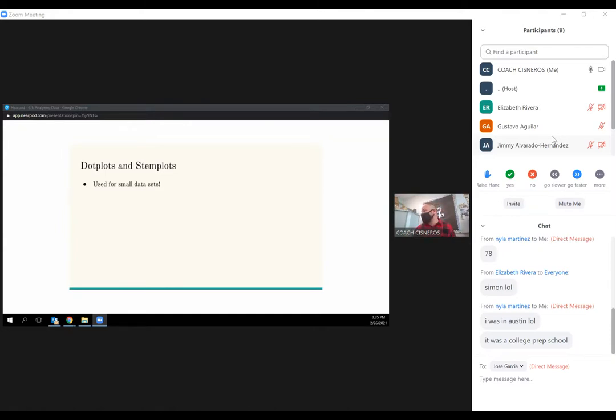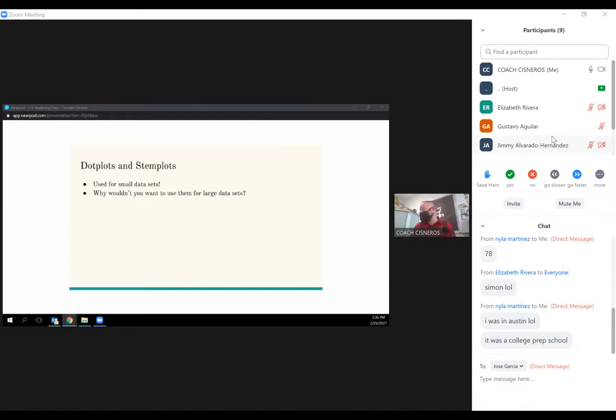What if I wanted to make a dot plot or stem plot for all 5 of my classes? That's like 160 students. Faith, you want to make a dot plot for me for 160 students? No. Why not? 160 students is a lot of dots. So we don't use dot plots and stem plots for large data sets. Next week, I'll show you guys 2 different things that we do besides dot plots and stem plots. These are really only useful for small data sets.